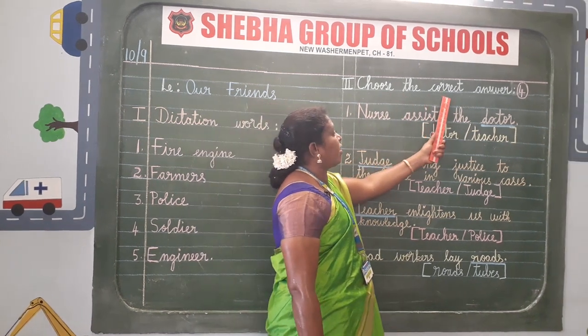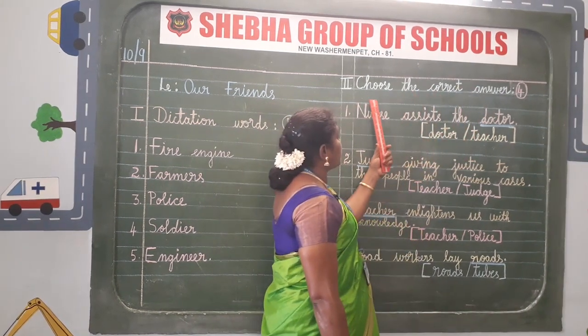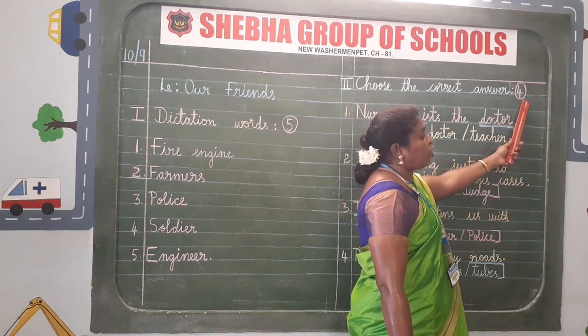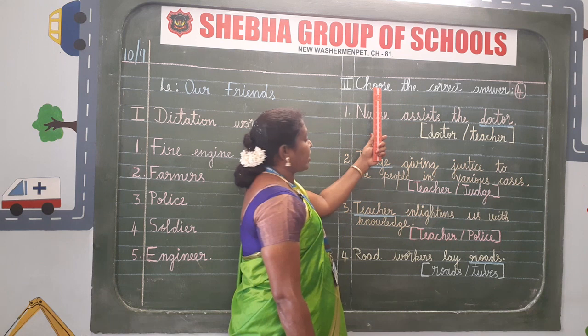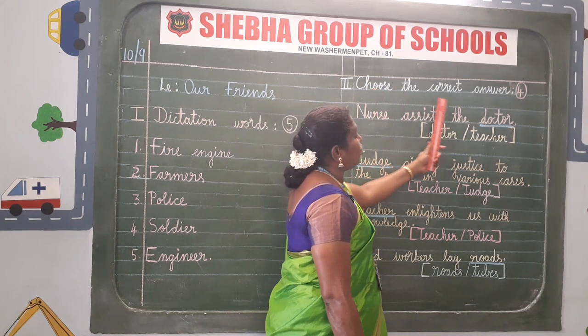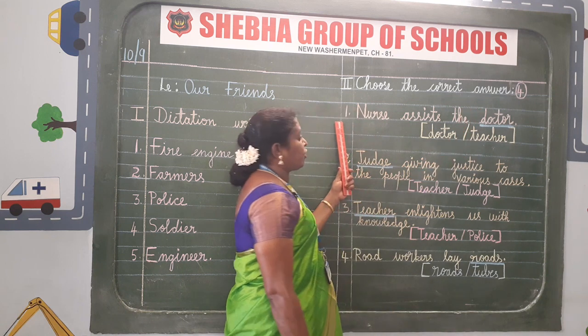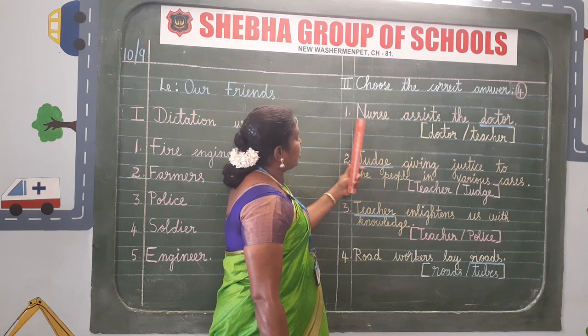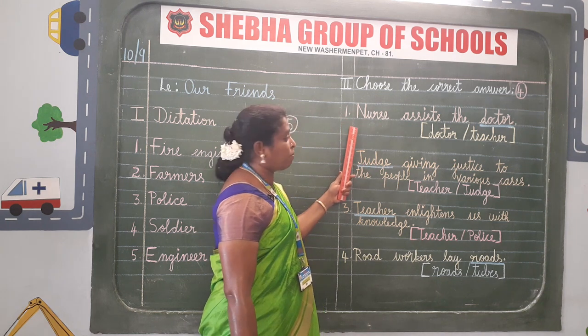Choose the correct answer. Choose the correct answer is 4. Okay, children, after writing the heading, you have to leave one line and start writing from the next line. The number 1 must be written inside the margin.